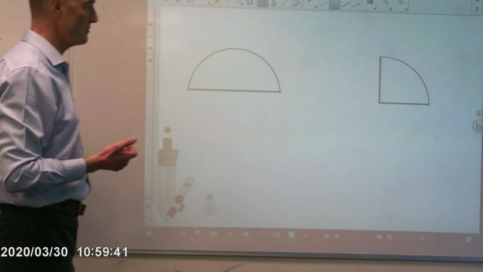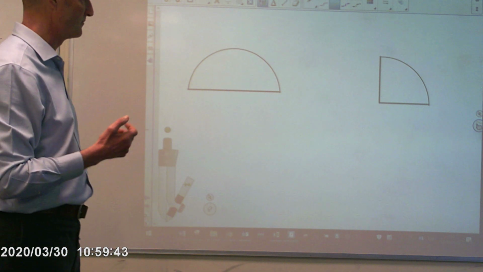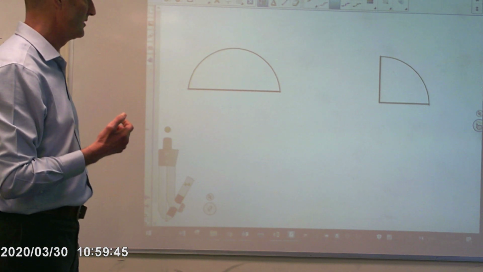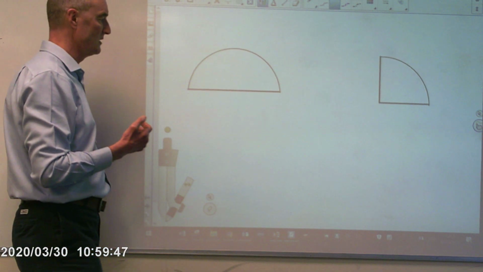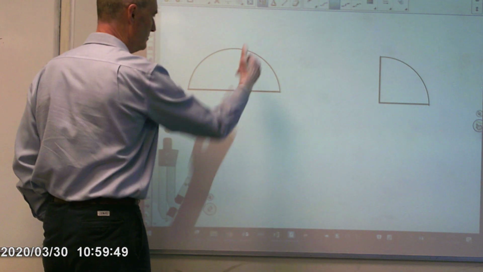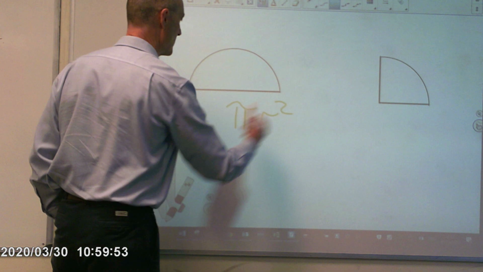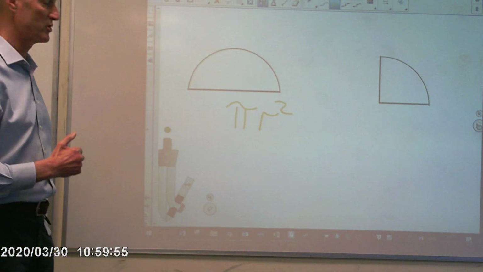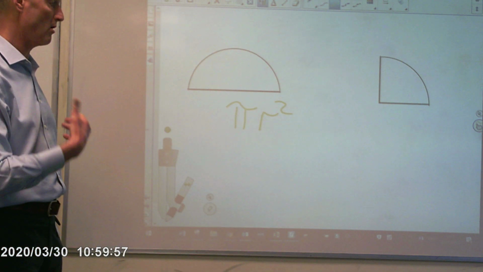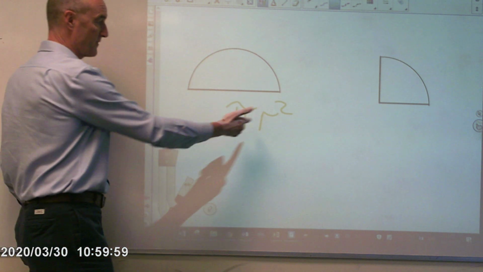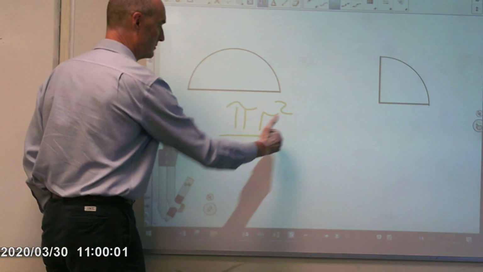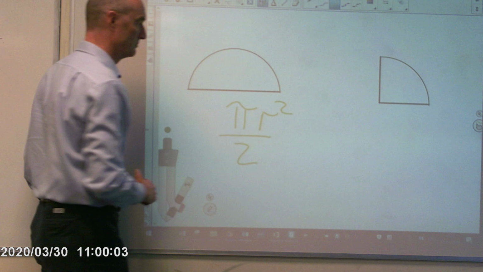So you've got to be confident you understand the difference between radius going from the centre of the circle to the outside and the diameter that goes all the way across the circle through the centre point. We looked at semicircles in yesterday's lesson. We were talking about the area. The area of the whole circle would be pi r squared. So what's the area of a semicircle, which is half a circle? It's the area of the whole circle divided by 2.